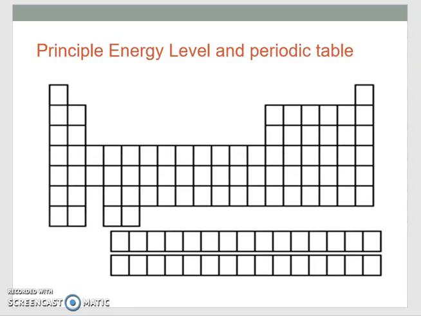I just wanted to first note where our principal energy levels are. Our principal energy levels are along the side. They correspond with our periods or our rows. Sometimes we see this written as n equals 1, n equals 2, n equals 3, n equals 4, n equals 5, n equals 6, and n equals 7. There are going to be a few exceptions and a few variations once we look at the sublevels, and we'll talk about how those principal energy levels are going to be different within each of our sublevels.